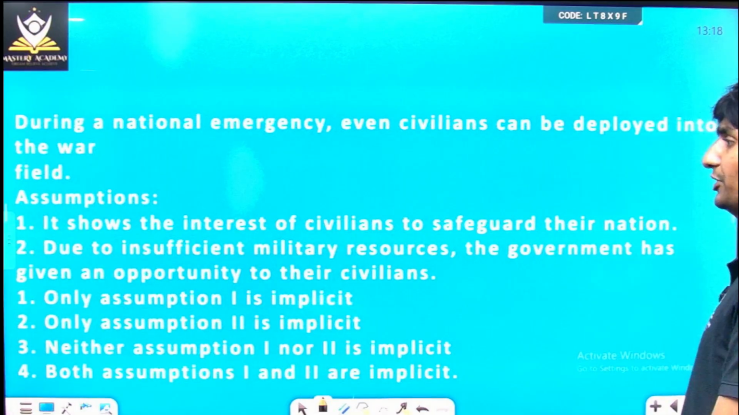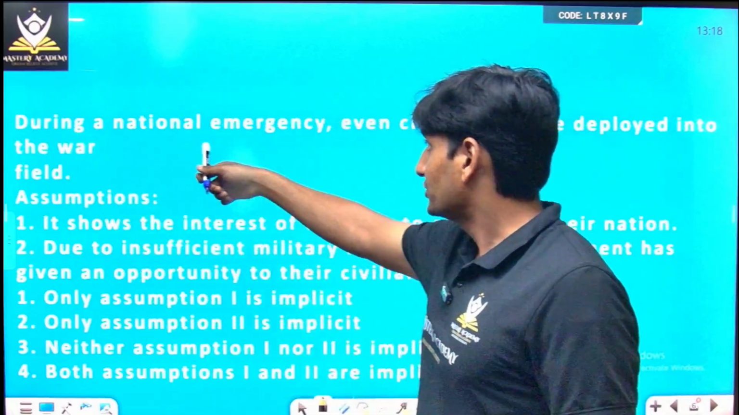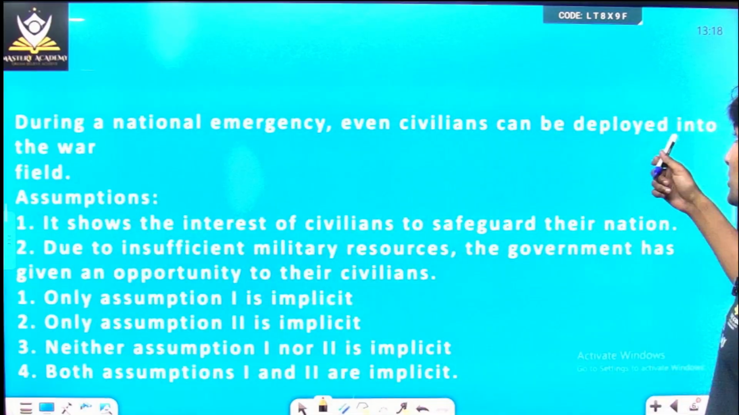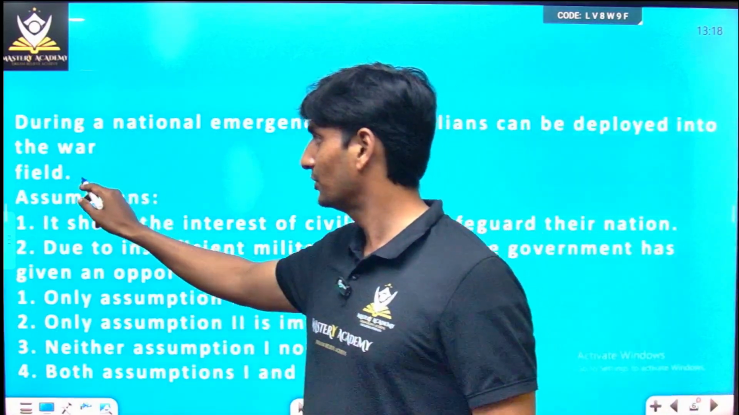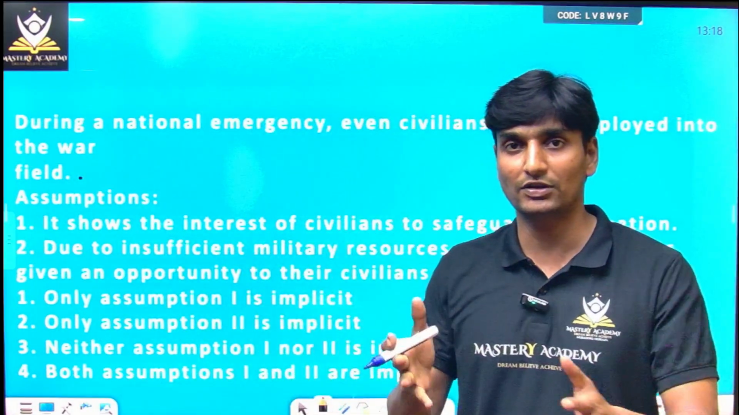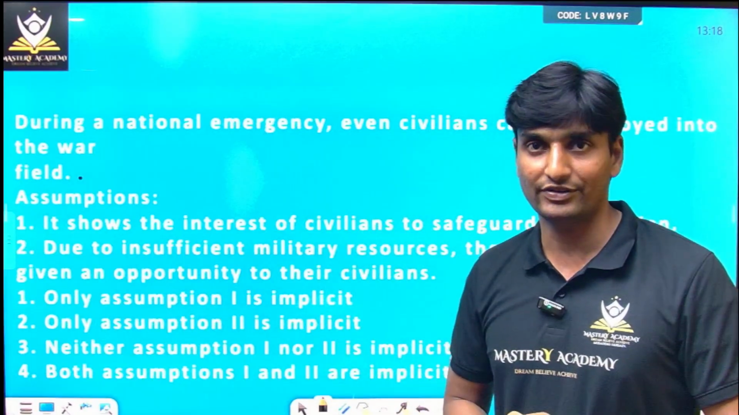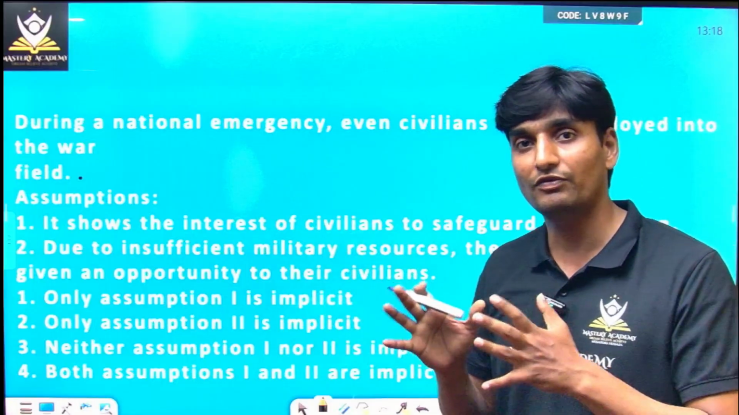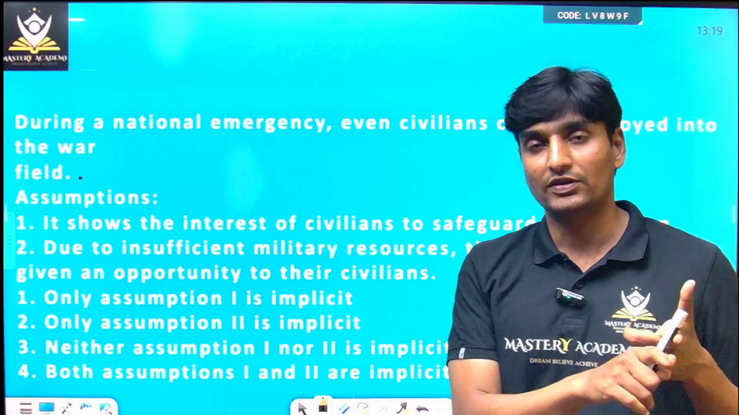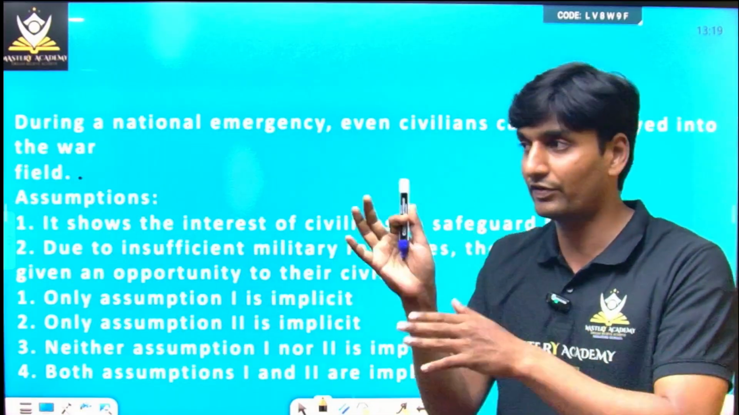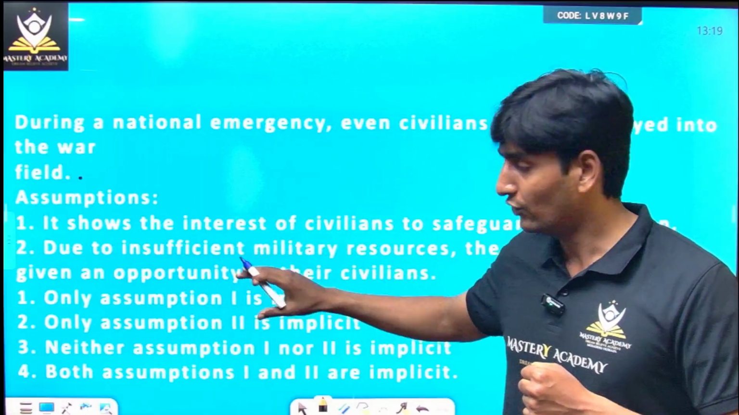Once again guys, a statement and assumption form of question. During a national emergency, even civilians can be deployed into the war field. Okay, this is the statement that they have mentioned. Even in the case of national emergency, civilians too can be deployed into the war. That is the statement. Now assumption, what we have to assume from this? See, assumption, implicit, then course of action, they are somewhat referring to the same structure of data, but the only thing is you will have to find out according to option.